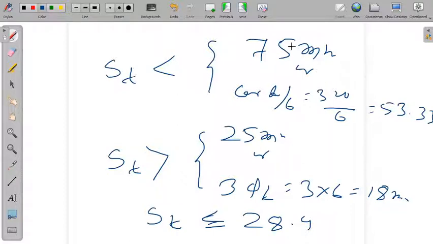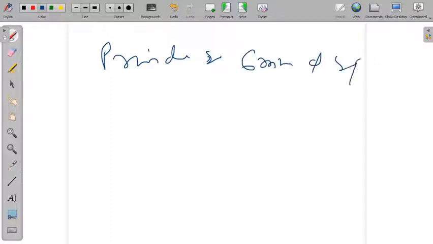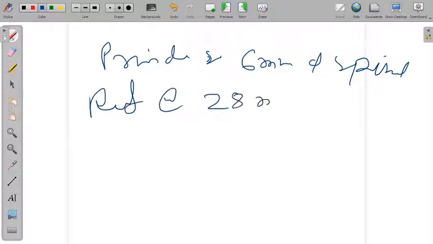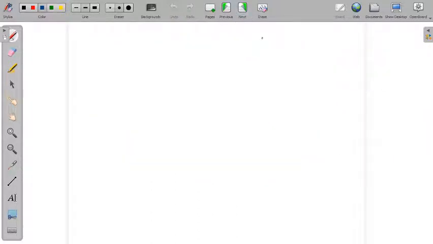So finally, what I can say is: provide 6 mm dia spiral or helical reinforcement at the rate of 28 mm center to center pitch. Okay, and what was the main reinforcement we have provided? We have provided 6 numbers of 16 dia main reinforcement. Okay, you can draw and show it.